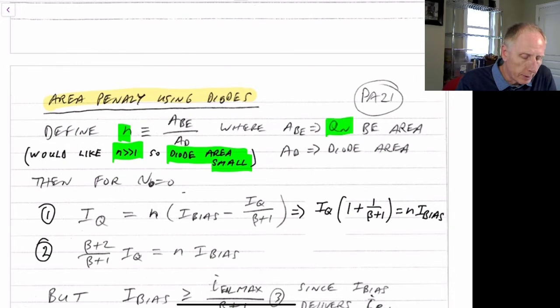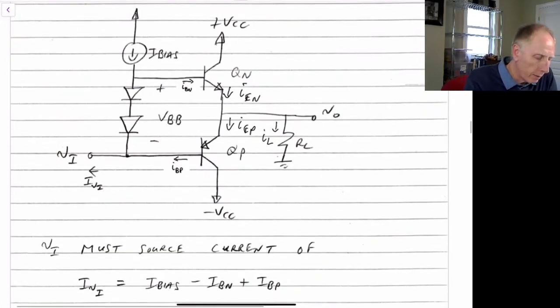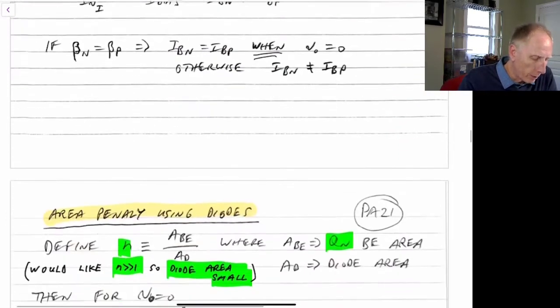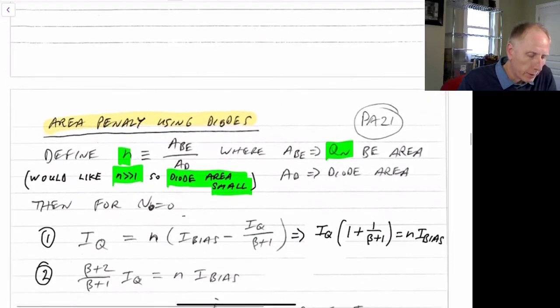Because remember, these transistors that we're building over here are power transistors. They're delivering hundreds of milliamps, and so they potentially are fairly large transistors. If we also have to build these just as large, just for biasing this, that seems like a waste of silicon area. So we would like our diode sizes to be much smaller than the sizes of the transistor. So we would like N to be much greater than 1, which is the ratio of the area of the base emitter junction to the area of the diodes.